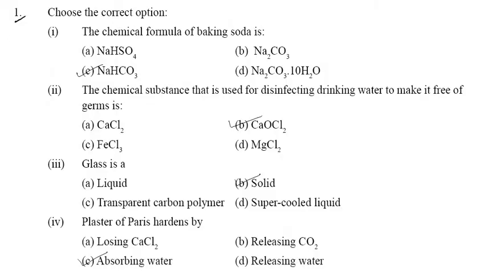Now come to the question. Choose the correct option. The chemical formula of baking soda, you can write here. The C option is correct. Now second question: the chemical substance used in disinfecting drinking water to make it free of germs. That is the bleaching powder, CaOCl2. Now glass is a solid. Plaster of Paris absorbs water.